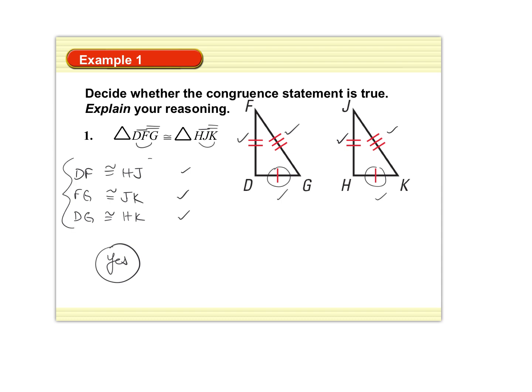And for the explanation, you can just show me that the corresponding segments are actually congruent to each other.